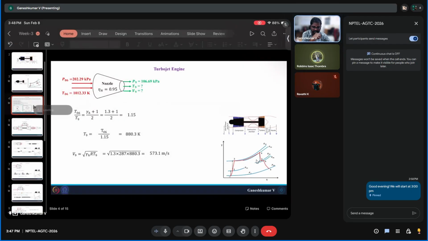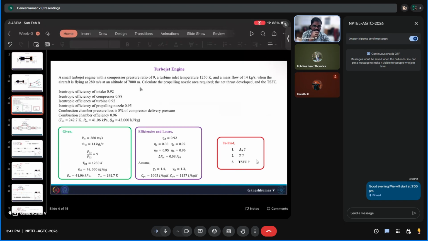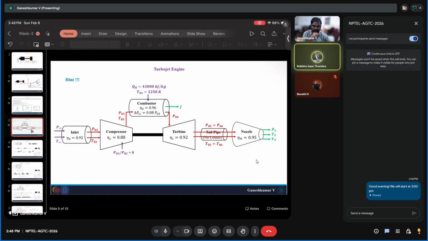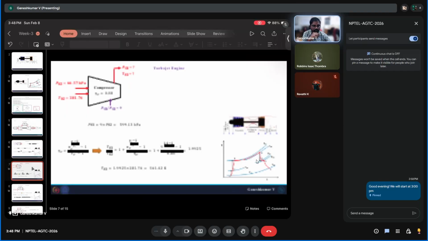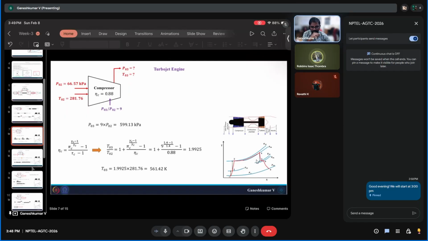So, for example, we started with this turbojet engine. We have been given the pressure ratios, mass flow rate, and also the efficiencies, and we have to find out thrust, PSFC, and the nozzle area at the exit. So to do that, we have to go through each and every component.